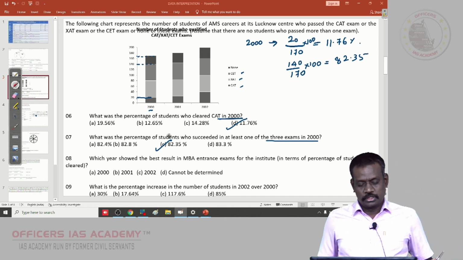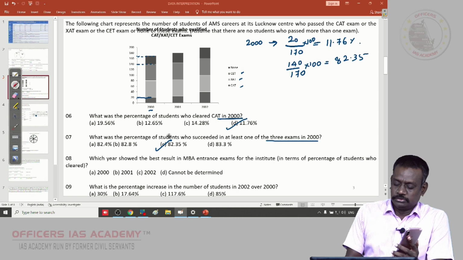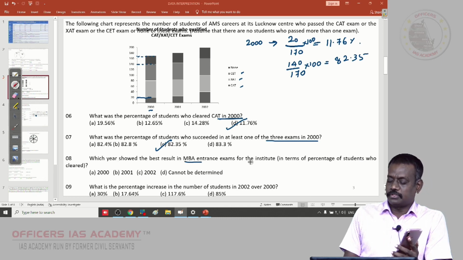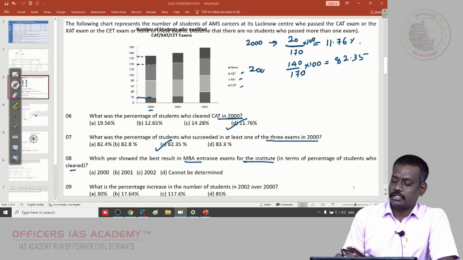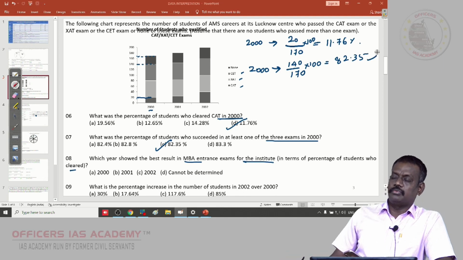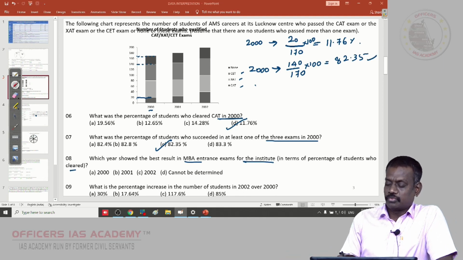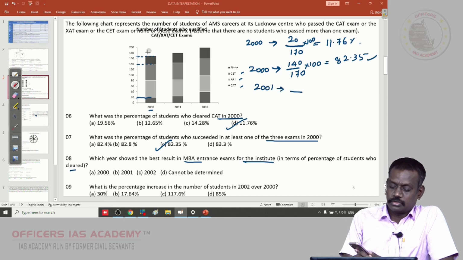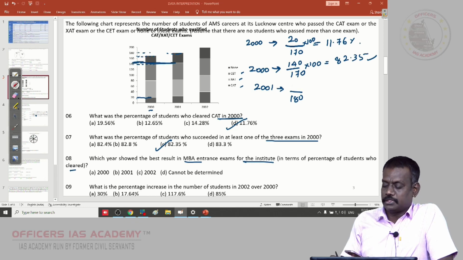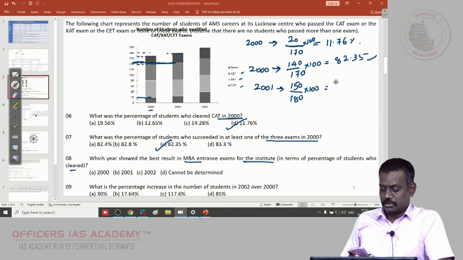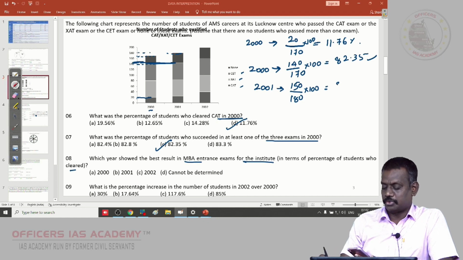And the third question: in which year was the best result in the MBA entrance exam for the institute, in terms of the percentage of students who cleared? In 2000, we have already found the percentage of students who cleared is 82.35. In 2001, similarly, we will find. In 2001, 180 students appeared for the exam, and out of that, we'll take 150 approximately. So 150 out of 180 will be 83.33.